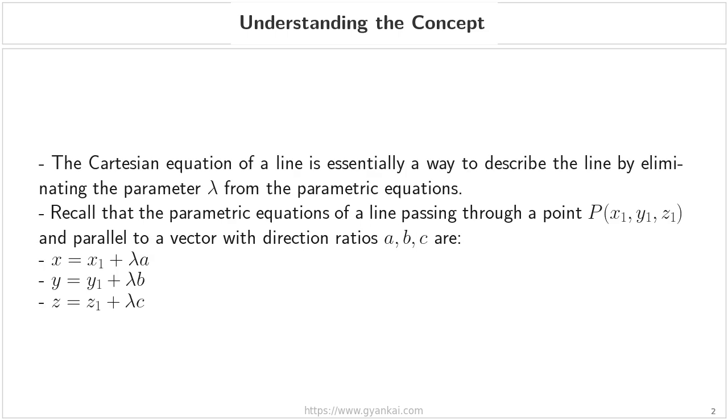Remember, the parametric equations for a line passing through a specific point, P with coordinates x sub 1, y sub 1, and z sub 1, and which is parallel to a vector with direction ratios a, b, and c, are written as x equals x sub 1 plus lambda times a, y equals y sub 1 plus lambda times b, and z equals z sub 1 plus lambda times c.